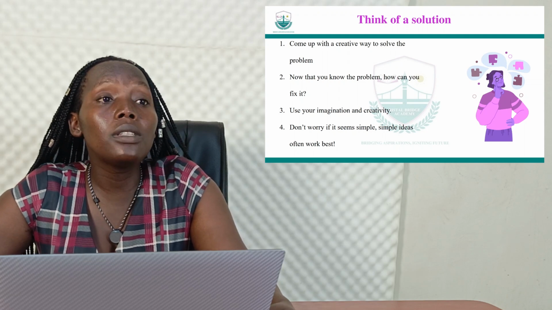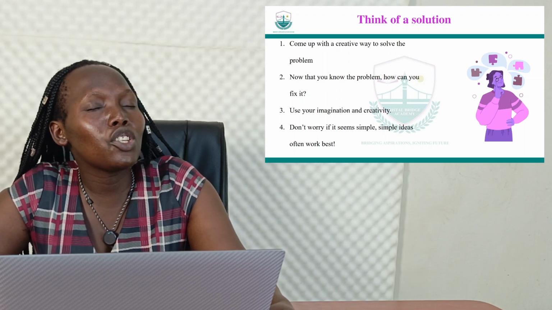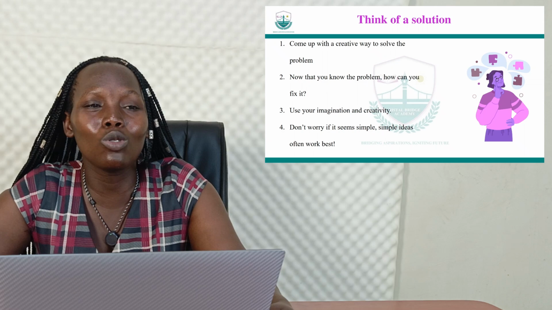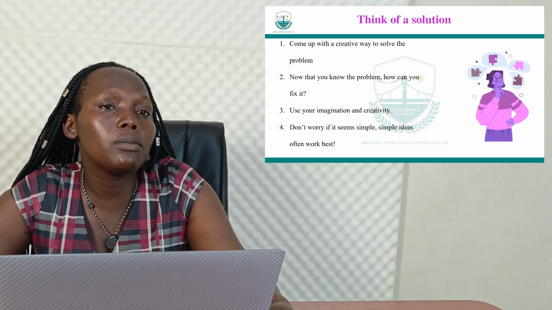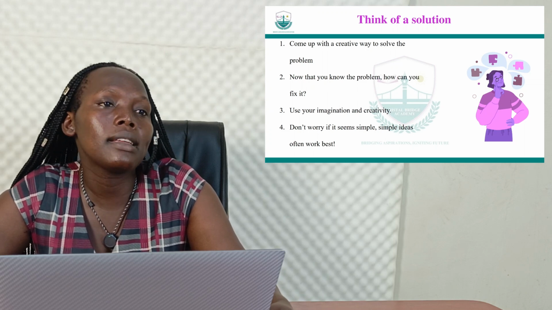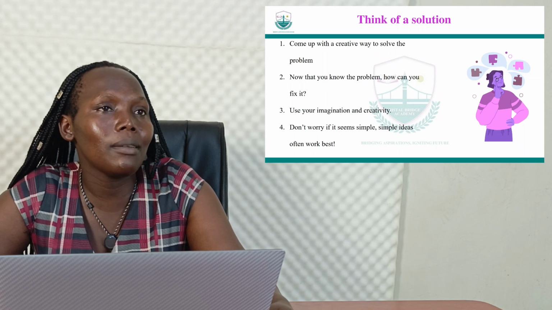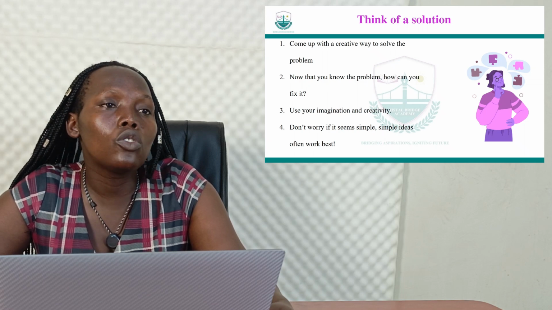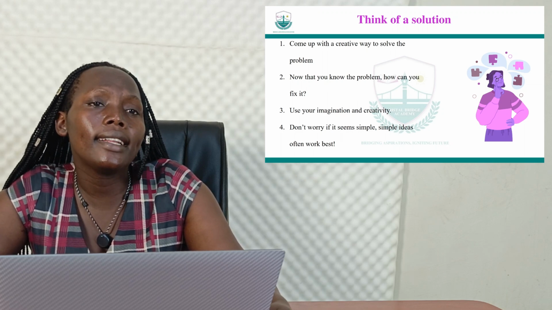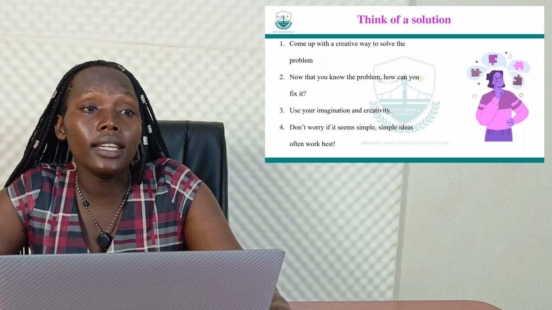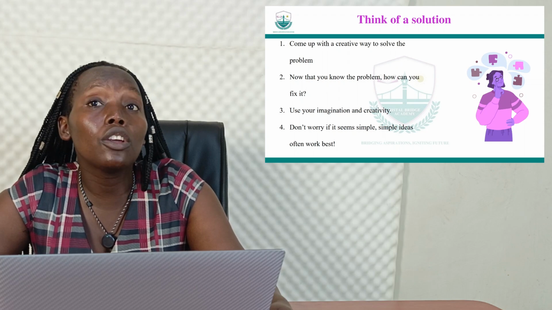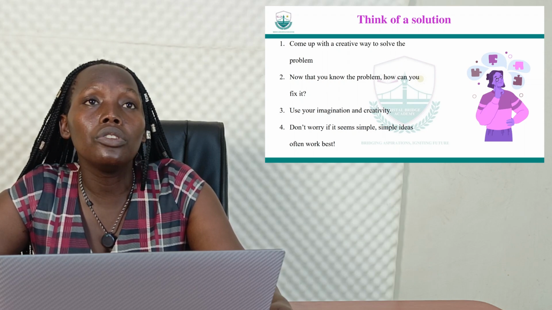For example, we have the tires. These are car tires. Some people just throw them anyhow, but those tires still can work. You can come up with a chair out of those tires, you can come up with a table out of those tires. And then also the water bottle. After taking water, people just throw these bottles anyhow. But you can come up with something creative, a flower vessel, or something that is very nice.